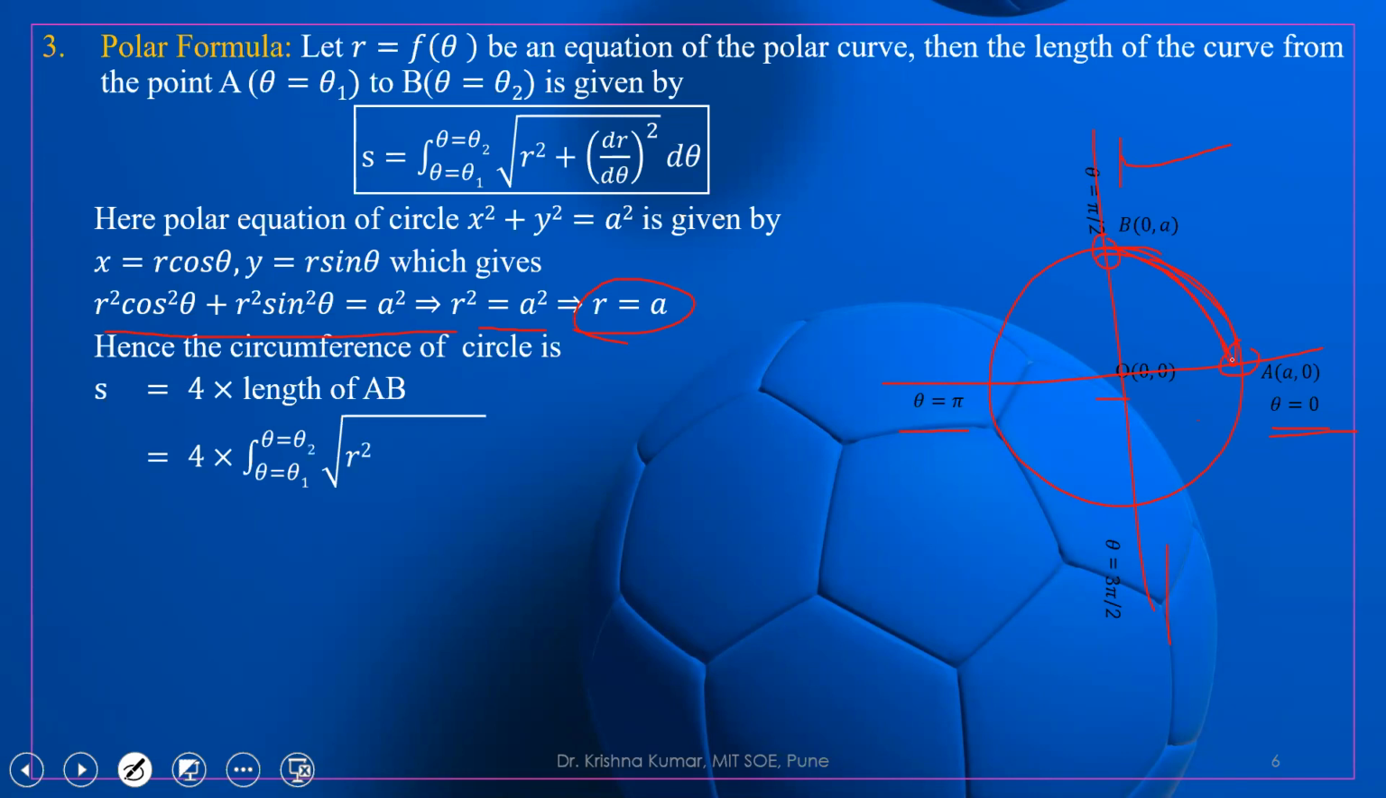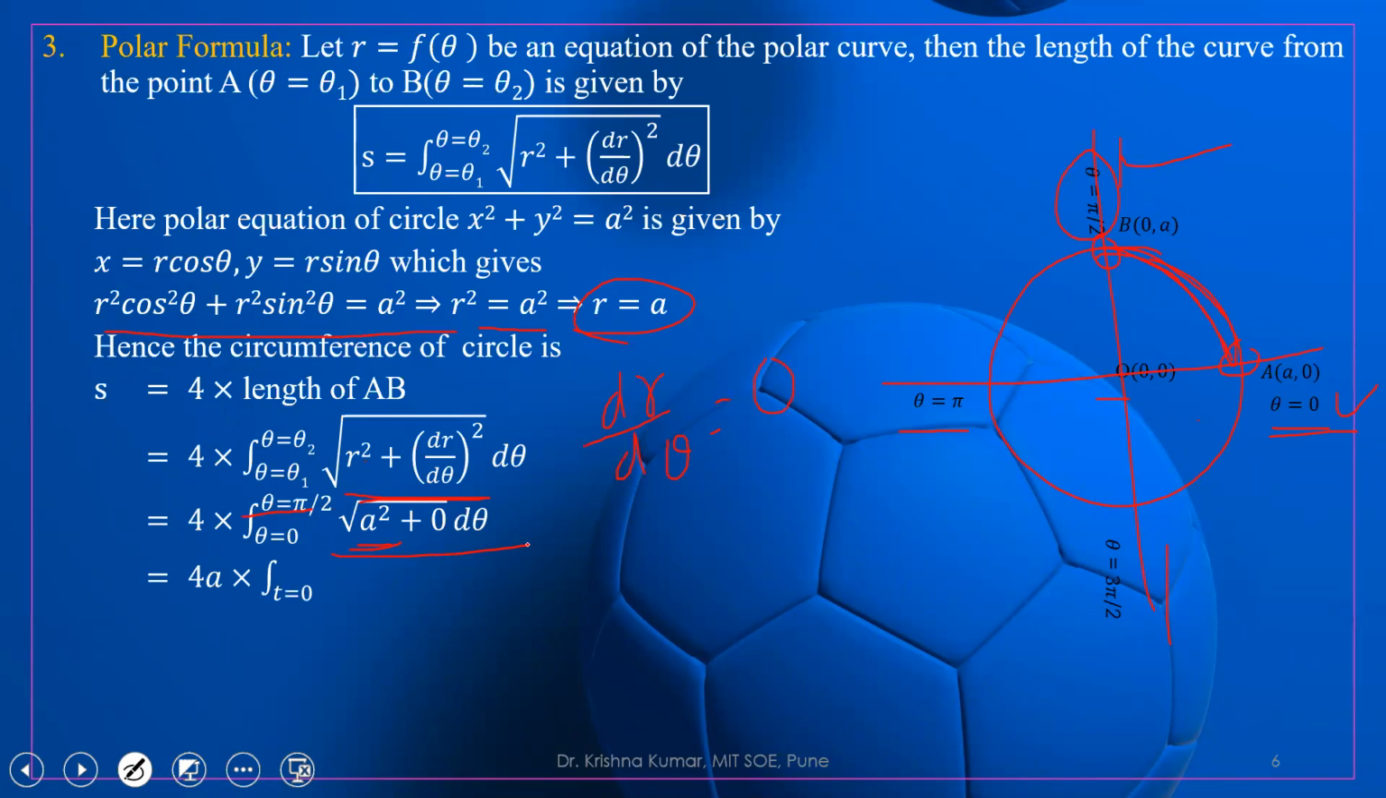So this is the integral from theta equal to theta 1 to theta 2 of the square root of r square plus (dr by d theta) whole square, with respect to theta. So what is the limit of theta? It is 0 to pi by 2. And what is r square? R square equal to a square. And since r equal to a, so what is dr by d theta? Definitely it is 0, because a is constant. So we are getting root of a square.